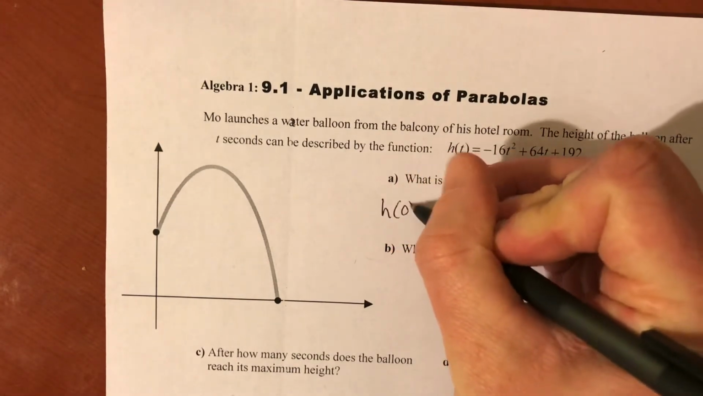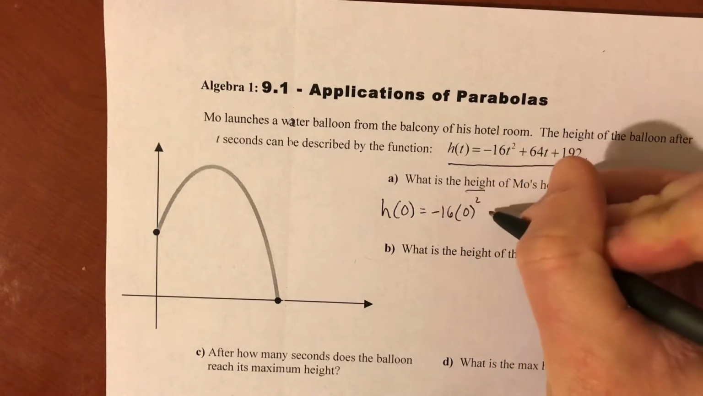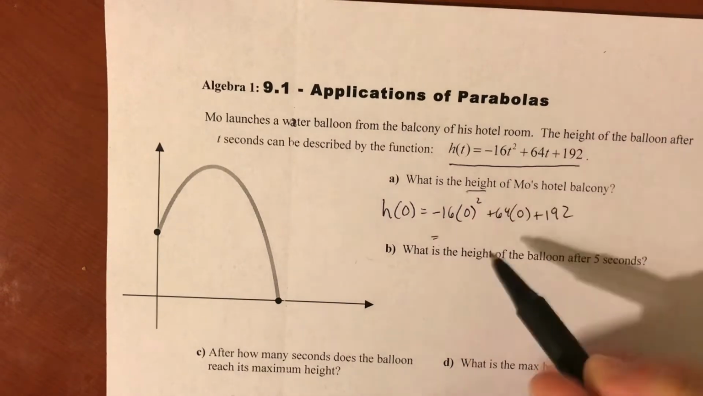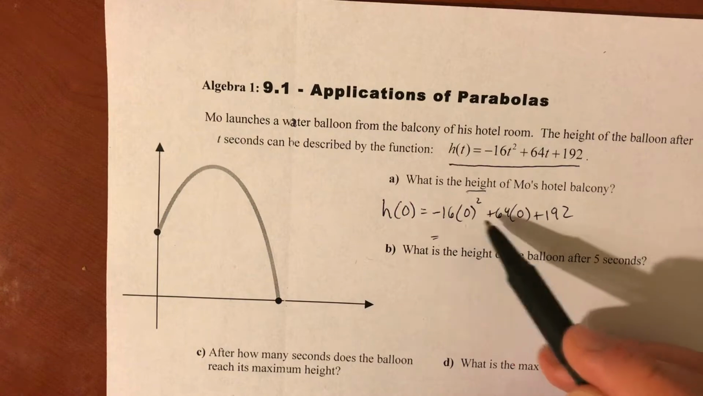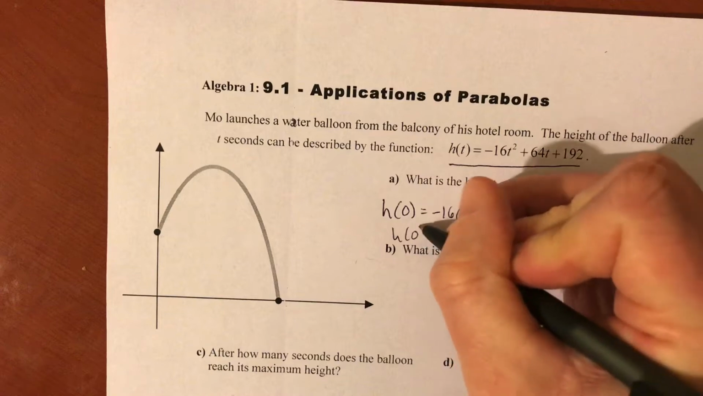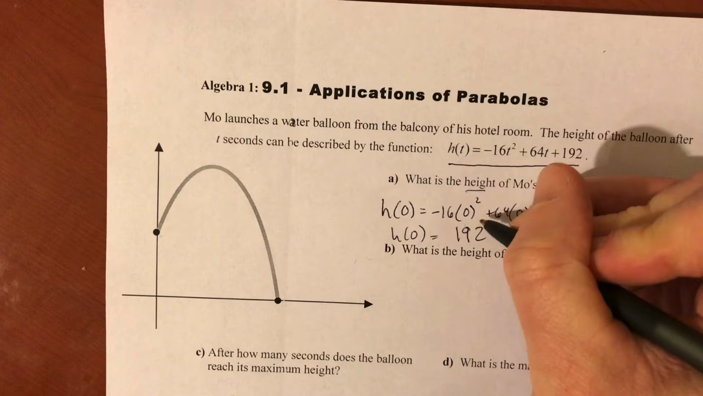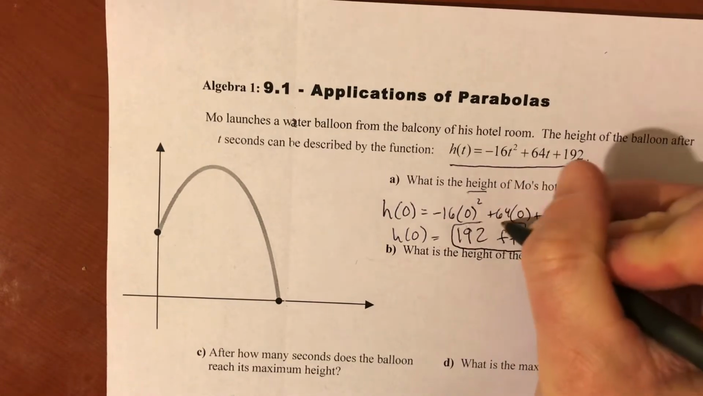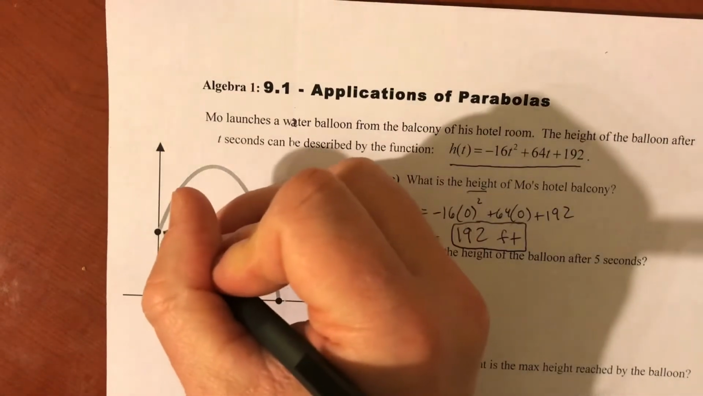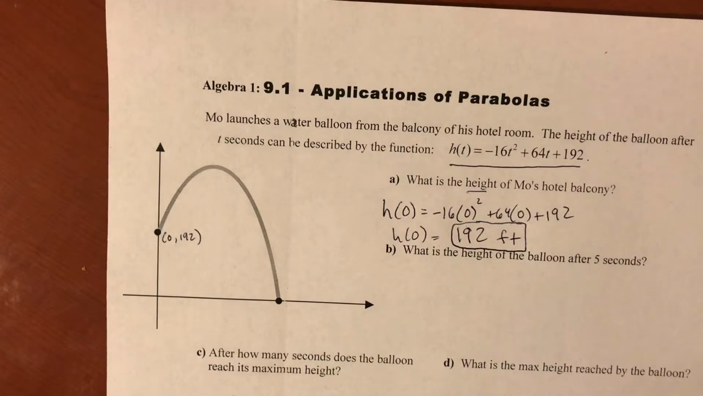That's how we always find a y-intercept. We plug in 0 for x, or in this case t, and when I plug in 0 into this, all these parts drop out. They become 0, 0, 192. So h of 0 is 192, or in other words, the height of his balcony, or the initial height of the water balloon, is 192 feet. So I'm just going to label that here as we find these things. I'm going to mark up this graph so we can visualize what we're finding.